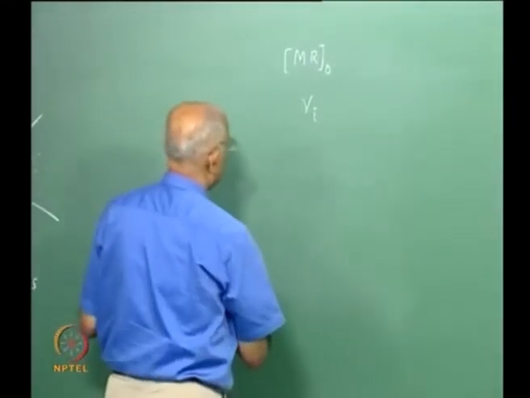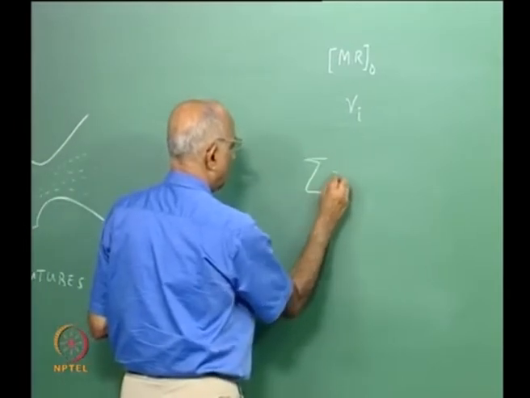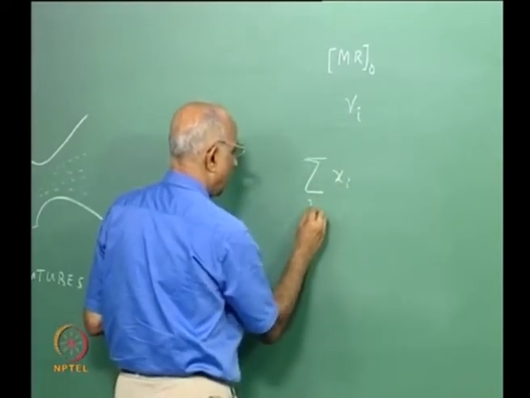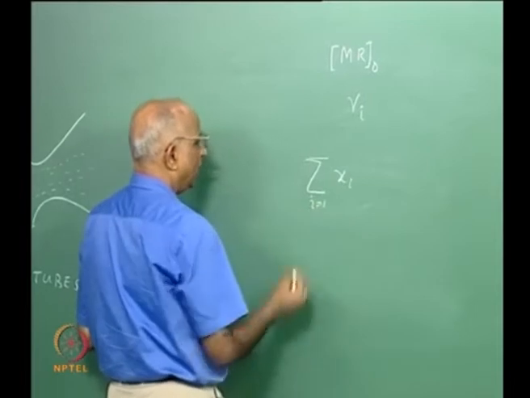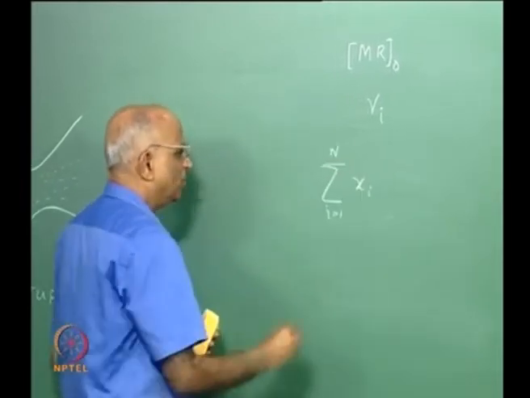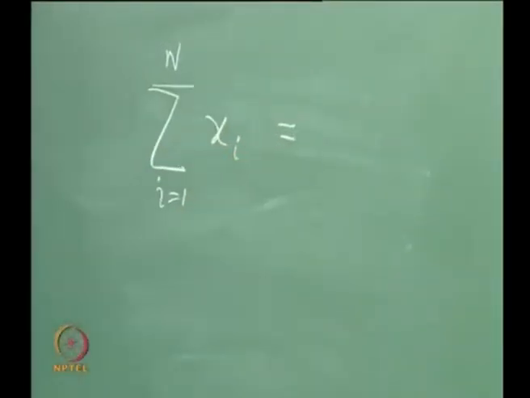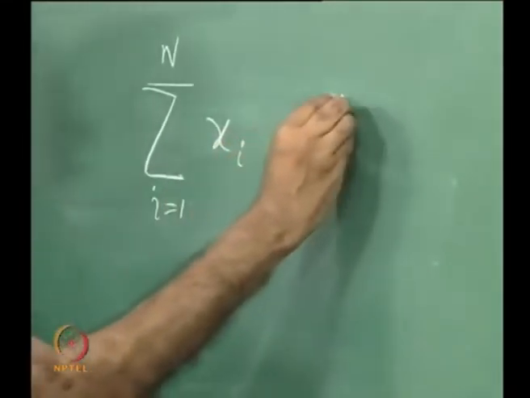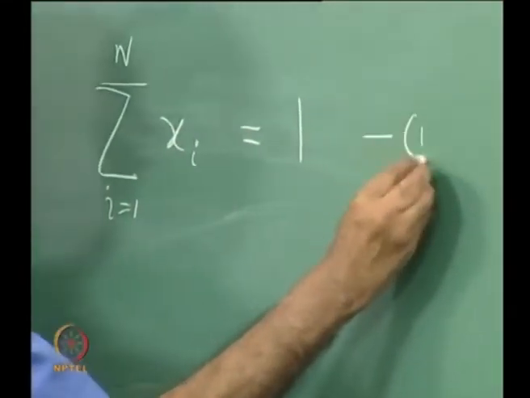The summation of the mass fractions of the mass flow rate going through the stream tubes, let us say I have n stream tubes, will be equal to what? Unity. Very good, that is what it is. Therefore, this is my first equation.